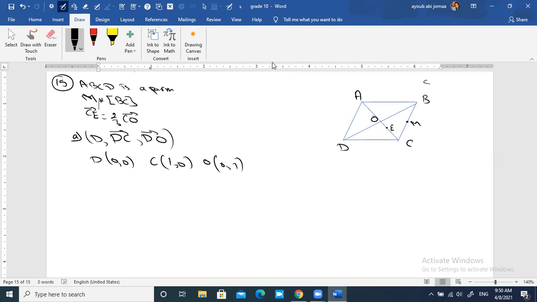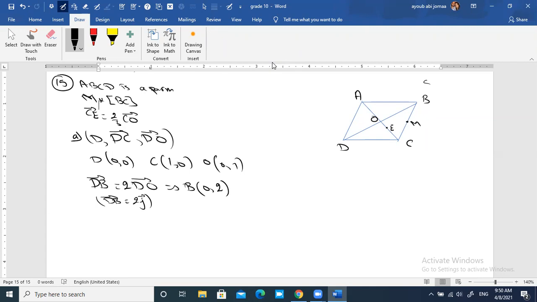Why? Because O is the midpoint of DB. Now you can write DB is 2DO. It means that B has coordinates 0 2. Here, DB starting from the origin D is equal to 2J. DO is J. So B will have coordinates 0 2.